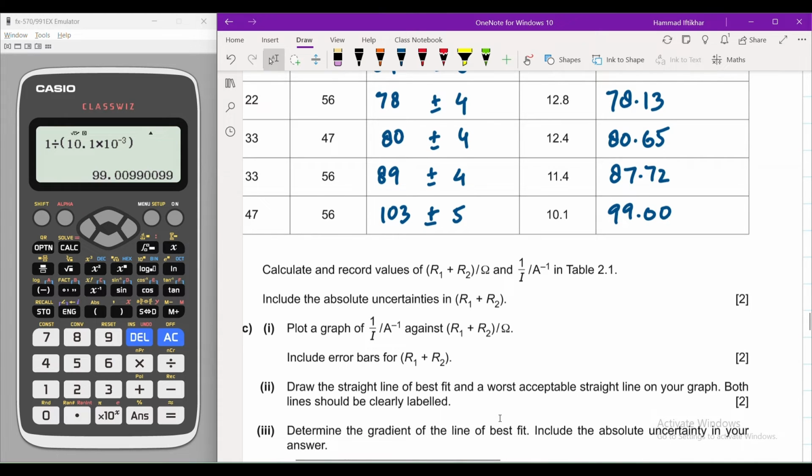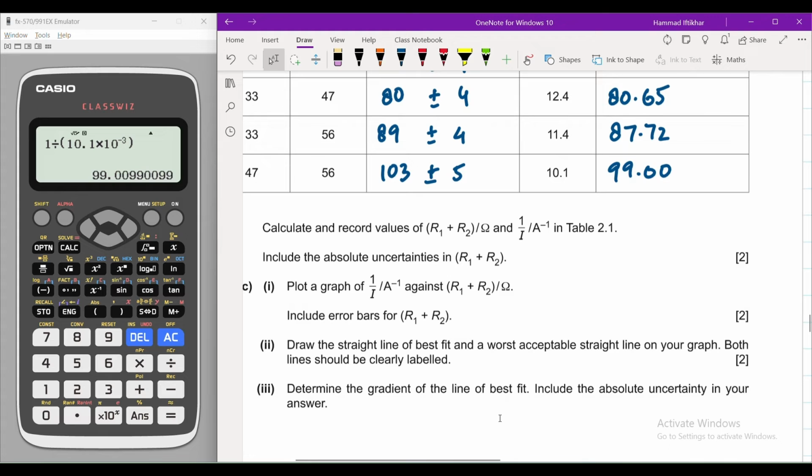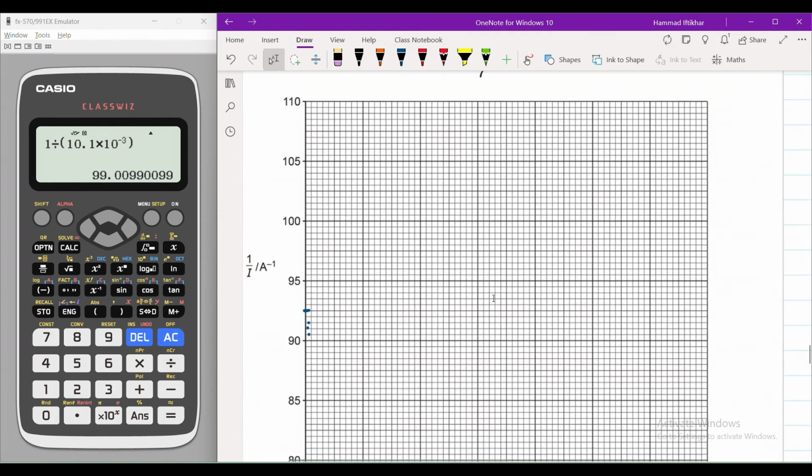Right. Calculate and record the values of R1 plus R2 and 1 over I, include the absolute uncertainties. Plot a graph of 1 over I per ampere against R1 plus R2. Include the error bars for R1 plus R2. Okay, I'm going to sketch this and then I'll come back.